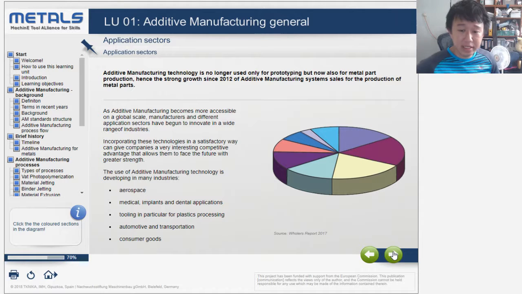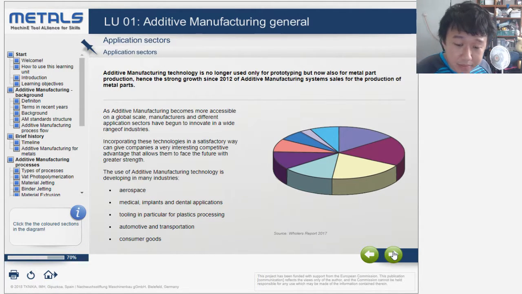Application sectors. Additive manufacturing technology is no longer used only for prototypes. It's also used for metal part production, hence the strong growth since 2012 of additive manufacturing system sales for the production of metal parts. Yeah, so I said metal parts are the thing that I like, mainly because printing plastic, people can say it's like a toy, but when you can print something in metal, it becomes a bit more serious. It's something that can last for a very long time.